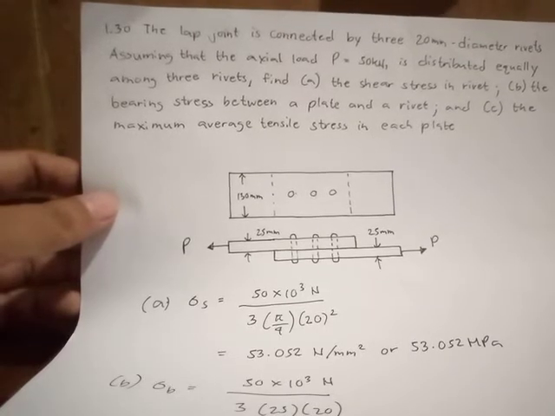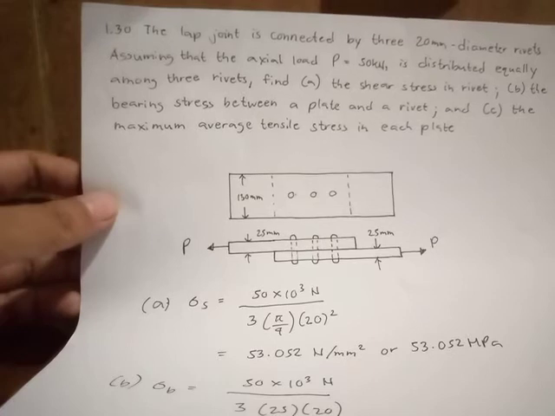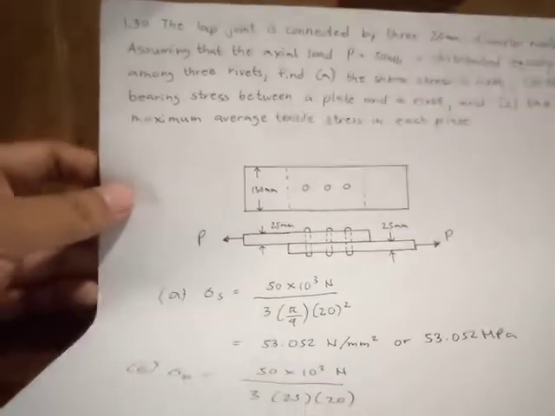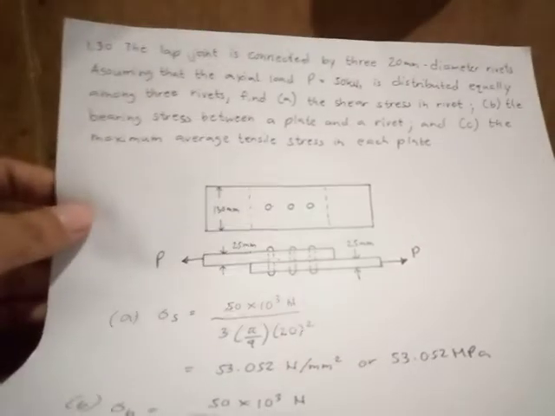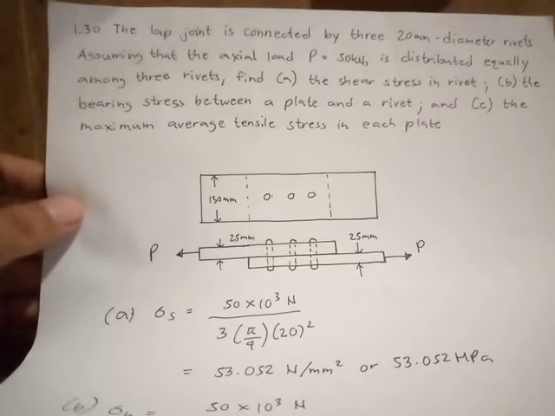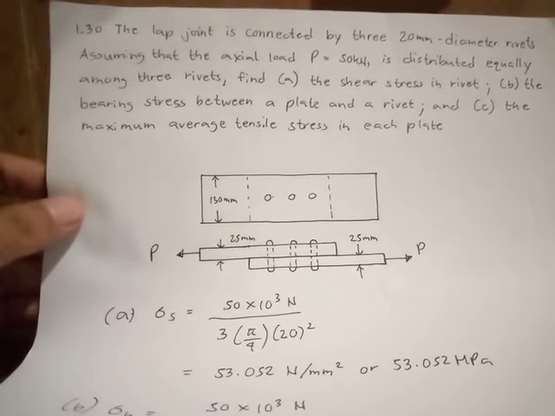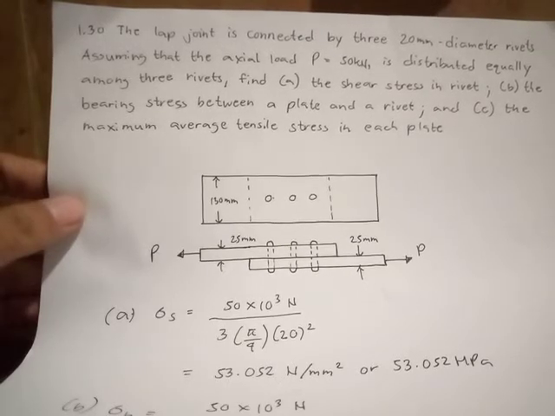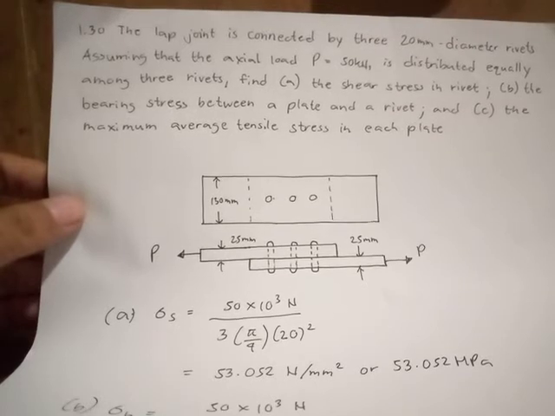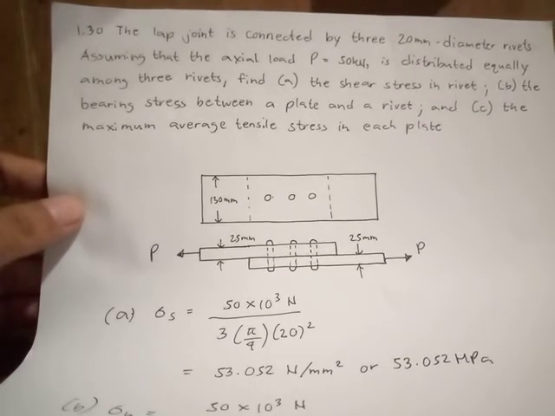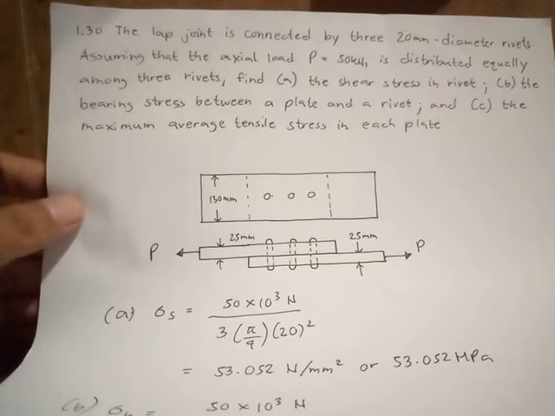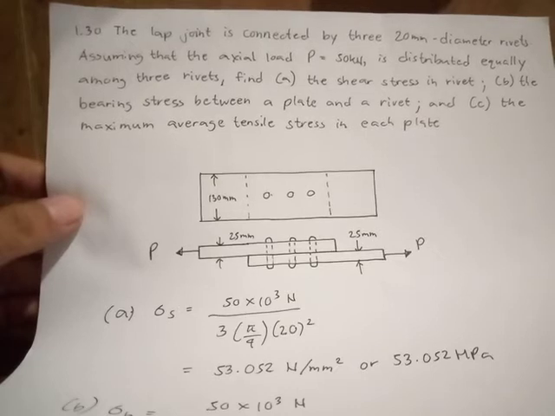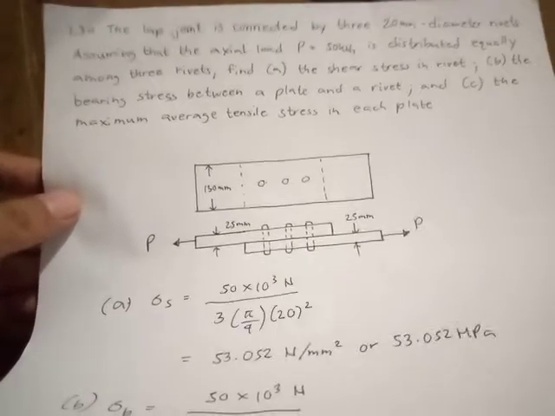So without further ado, let's start our example. We have this question: the lap joint is connected by three 20 mm diameter rivets. Assuming that the axial load P equal to 50 kN is distributed equally among the three rivets, find A, the shear stress in the rivet, B, the bearing stress between a plate and a rivet, and C, the maximum average tensile stress in each plate.